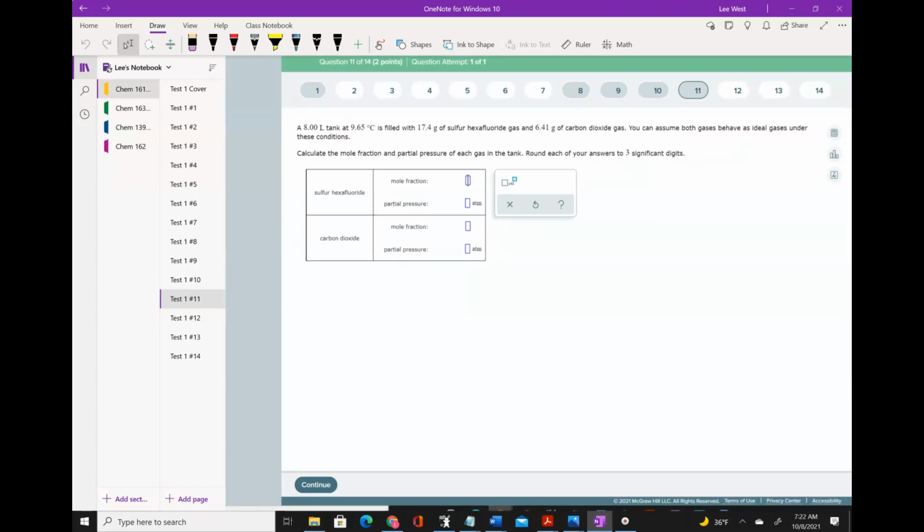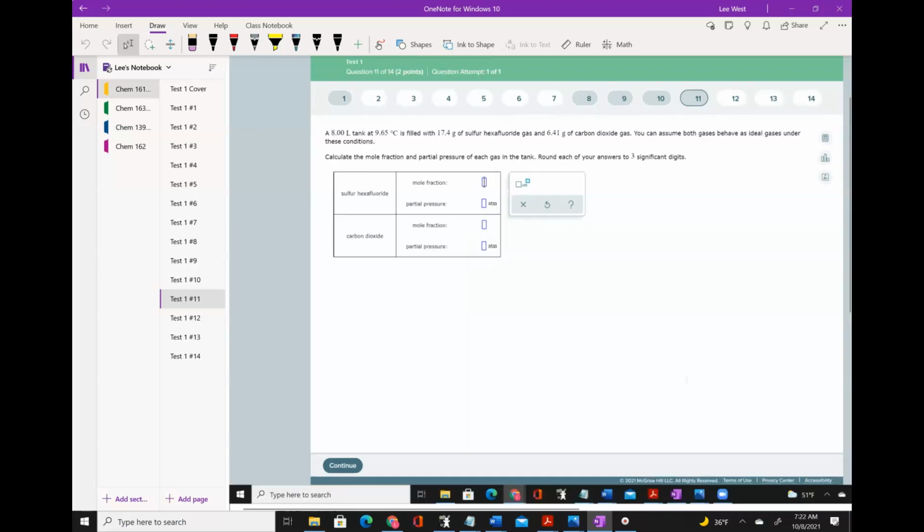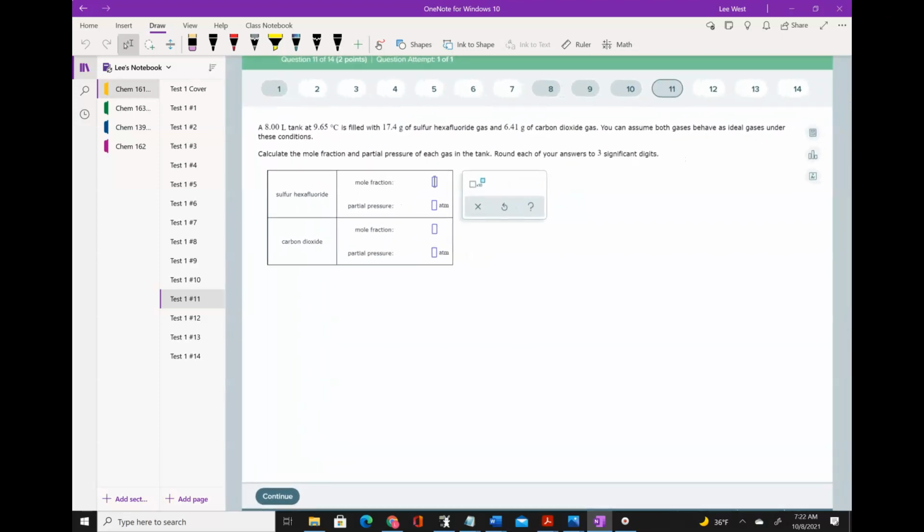All right, so this one is similar to what we had before, but with this one we don't have to do the total pressure, right? Now, we might end up doing the total pressure, but I'm going to tackle this problem in a slightly different way. So you have an 8-liter tank. This is its temperature, a certain mass of sulfur hexafluoride. See how you've got to be careful there? And a certain mass of carbon dioxide. Both gases are going to obey the ideal gas law. We're going to calculate the mole fraction and partial pressure of each gas. In this case, we don't have to calculate the total pressure.